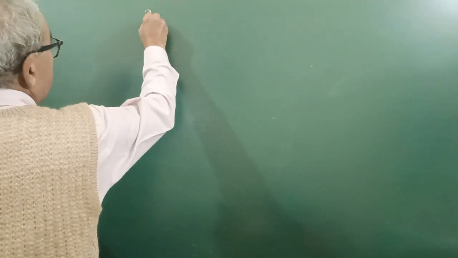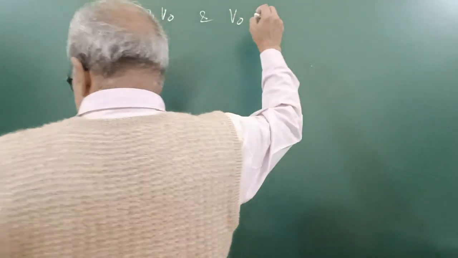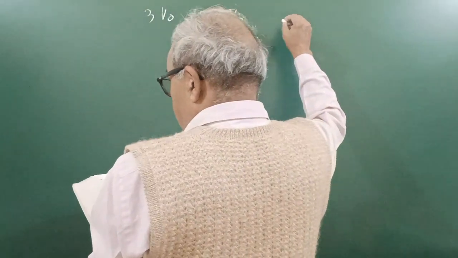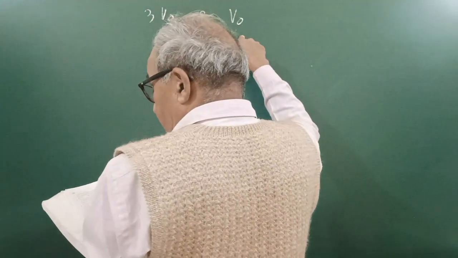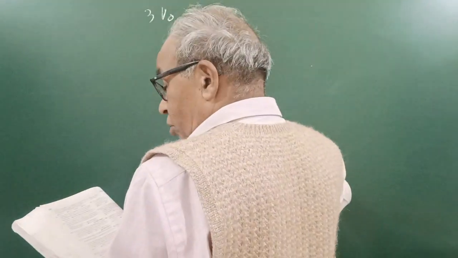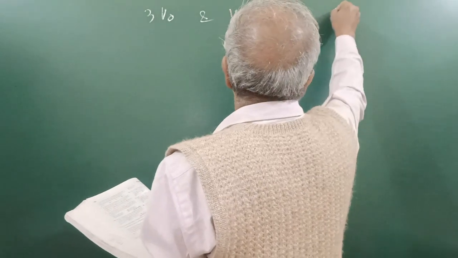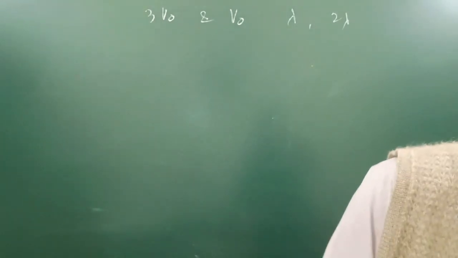Now there is a question here. In a photoelectric effect, the stopping potential, V0, 3V0 and V0 are stopping potentials when a radiation of wavelength lambda and 2 lambda are incident. Larger the wavelength, smaller the frequency of radiation.